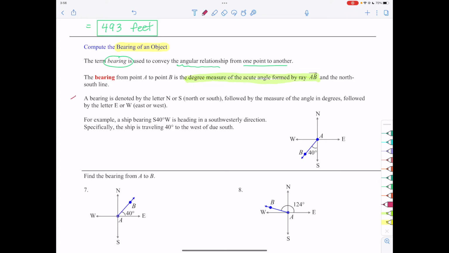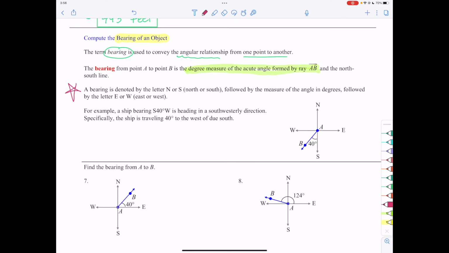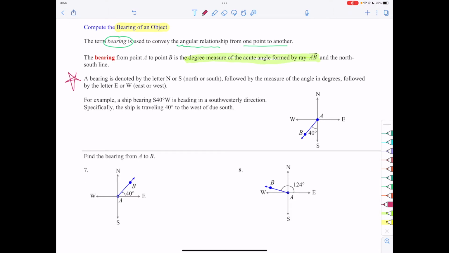Okay, so this is very important. For example, a ship bearing to a south 40 degrees west is heading in a southwesterly direction. Specifically, the ship is traveling 40 degrees to the west of south. And as you can see, west of south. So we're going west of south.